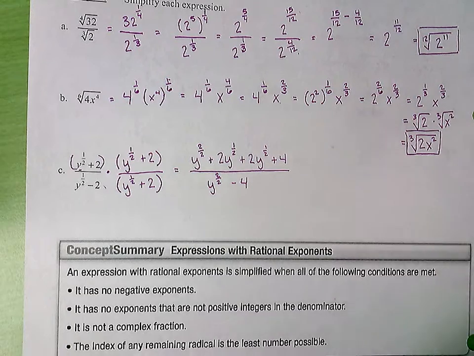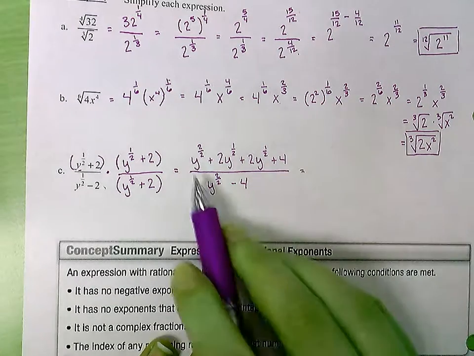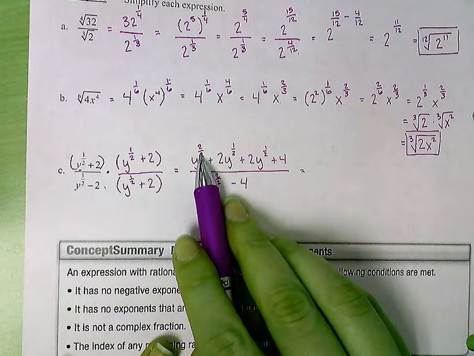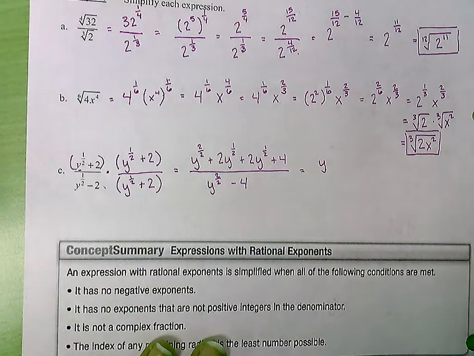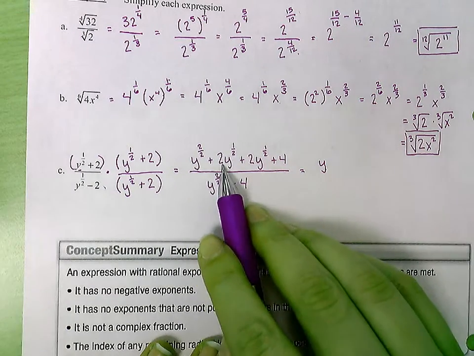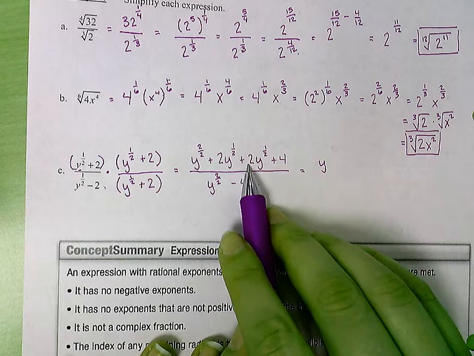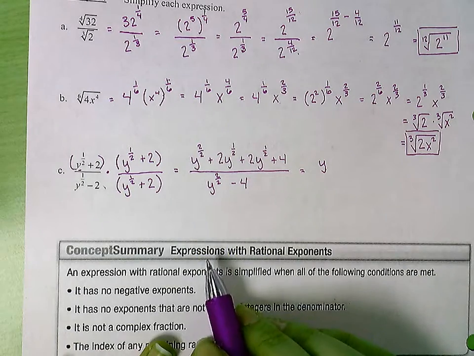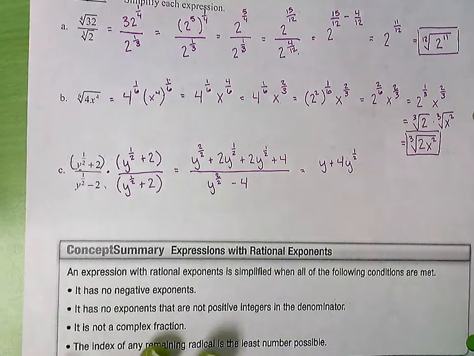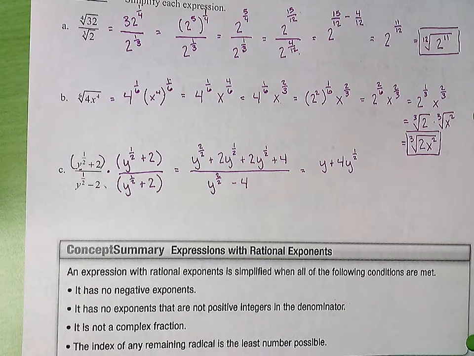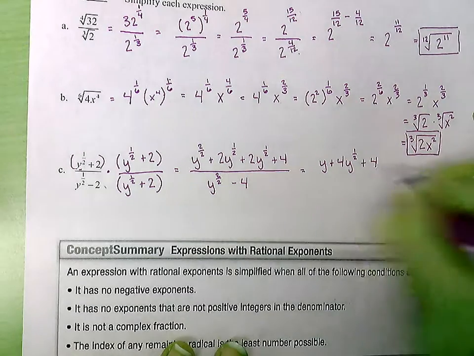Now I can simplify. If I have y to the 2 over 2 power, that's just y. I have plus this 2y to the 1/2 and 2y to the 1/2. That is 4y to the 1/2, just like if it was 2y squared plus 2y squared, it would be 4y squared. And then I still have plus 4.